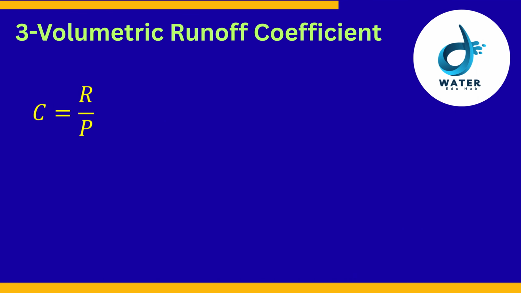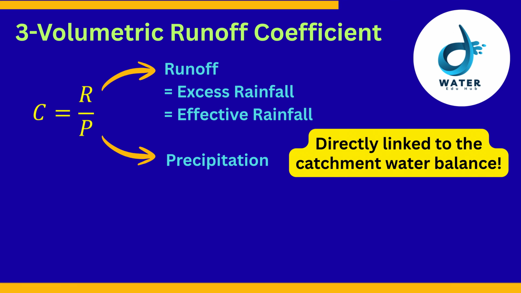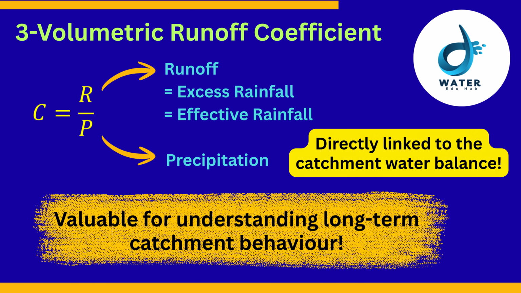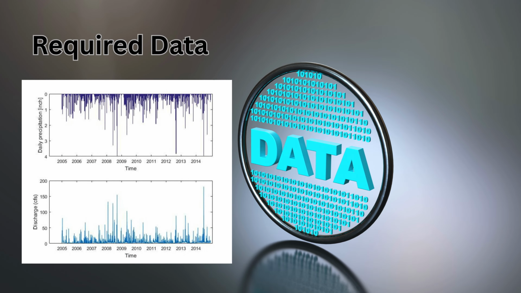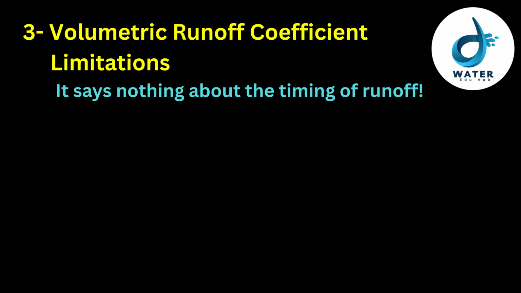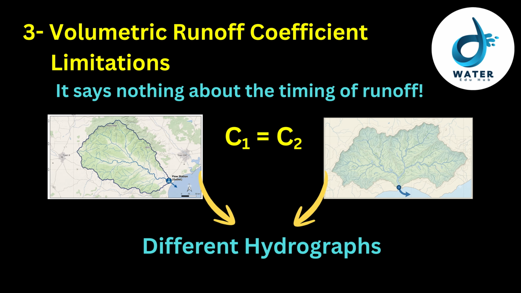This signature indicates what proportion of rainfall ultimately becomes streamflow. It is directly linked to the catchment water balance and is particularly valuable for understanding long-term catchment behavior. To calculate it, concurrent precipitation and discharge records over the same period are needed. Its limitation is that it says nothing about the timing of runoff. Two catchments can have identical runoff coefficients while producing completely different hydrographs.